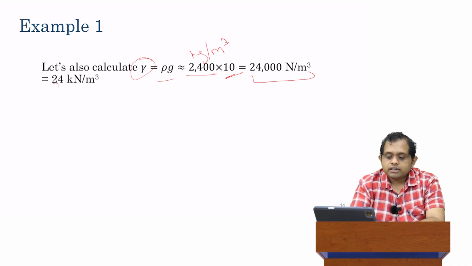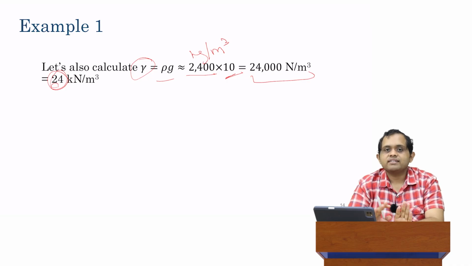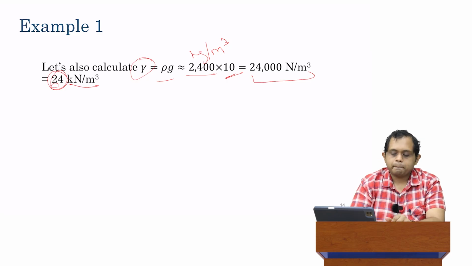So that's why you must write it as 24. If you use 24,000, you will get a wrong answer on the stress. Again, the system is not unit consistent. There are units which are specified. So it must be 24 kilonewtons per cubic meter. It must be in kilonewtons per cubic meter.